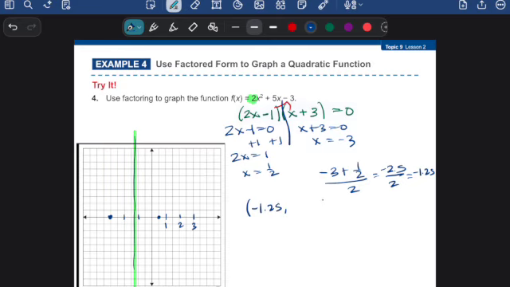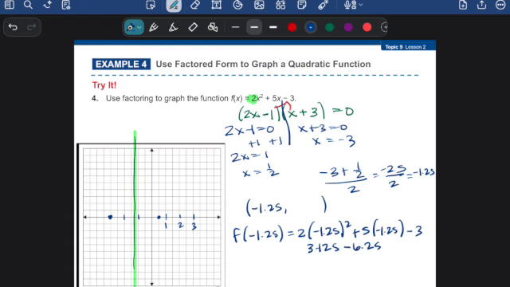We need to find the y-coordinate. How do we do that? Well, we plug x into our function rule. So we're going to evaluate f of negative 1.25. That's our input. Plug that into your function rule: 2 times negative 1.25 squared plus 5 times negative 1.25 minus 3. So if we do all these calculations, we get 3.125 minus 6.25 minus 3. Add these together, we get an output of negative 6.125. There's our y-coordinate for our vertex.